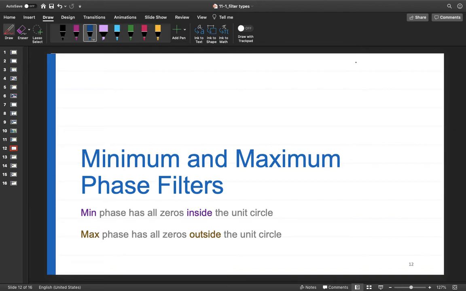So in this video, we're going to discuss minimum and maximum phase filters. We are continuing our discussion on filter types. There are two kinds of filters which we can define, the min phase system and the max phase system or max phase filter. The basic difference is, a min phase filter has all the zeros inside the unit circle, and a max phase filter has all the zeros outside the unit circle. That's it. But what is the utility?